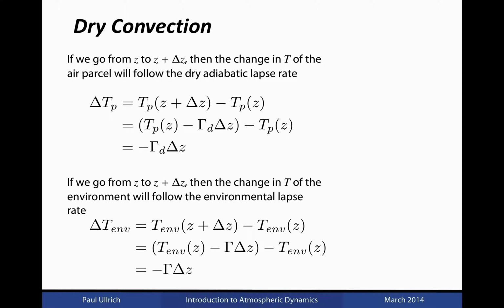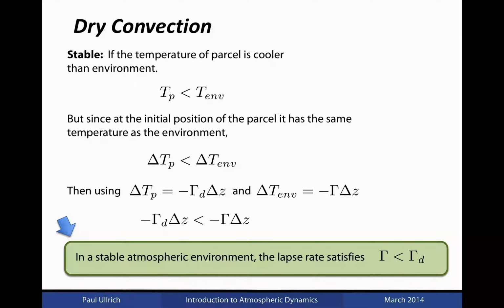So gamma d in this case always refers to the 9.8 K per kilometer that we discussed earlier for dry adiabatic motion. So under stable conditions, the fluid parcel finds itself cooler than the environment when adjusted upwards. In this case, because the fluid parcel is cooler, it will tend to sink back down and return to its initial position. Since the initial position of the fluid parcel is the same temperature as that of the environment, it must also be the case that the change in the temperature of the parcel as it's adjusted upwards must be smaller than the change in the temperature of the background environment.